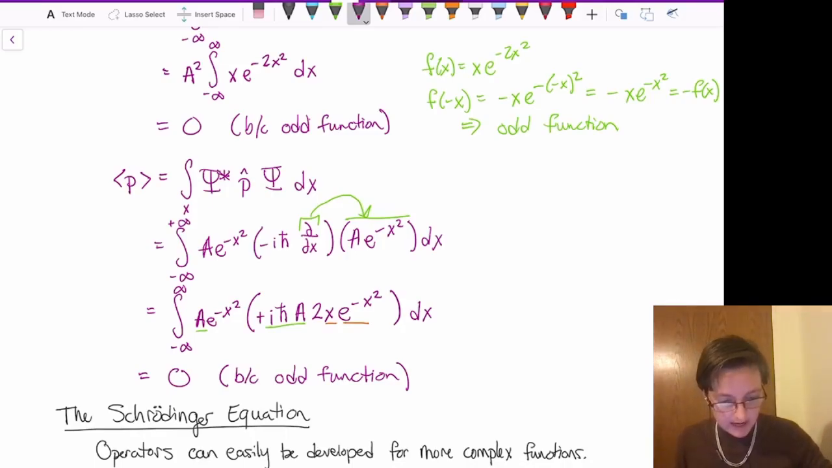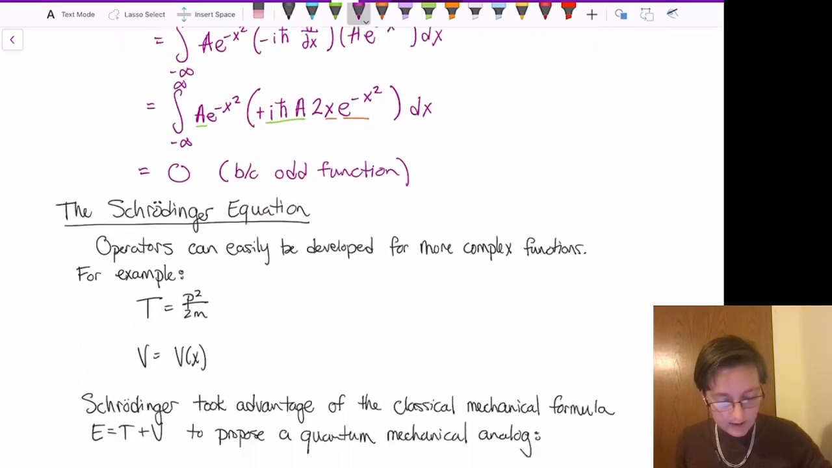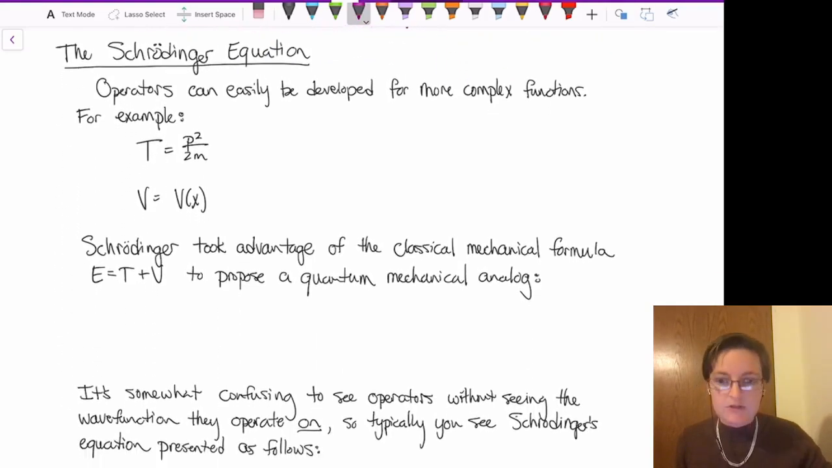Okay, and so where I want to end us off for today is talking about how Ehrenfest's theorem leads us to the Schrodinger equation.